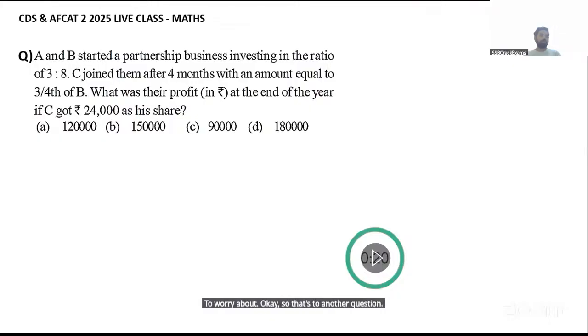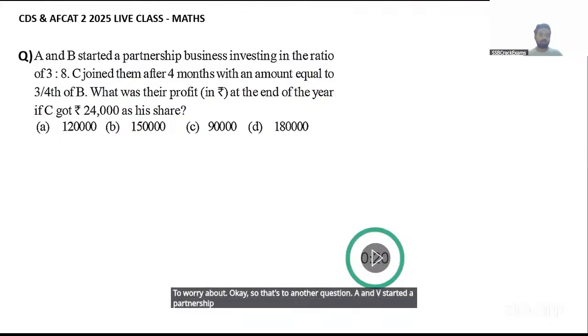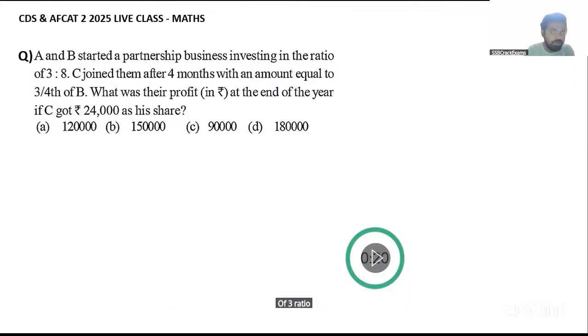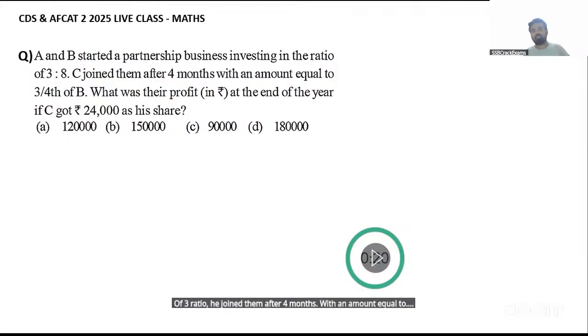A and B started a partnership business investing in the ratio of 3 to 8. C joined them after 4 months with an amount equal to 3 upon 4th of B's. What is their profit in rupees at the end of the year, if C got 24,000 as his share? So for the profit ratio, how many people are there? There are 3 people, A, B, and C.